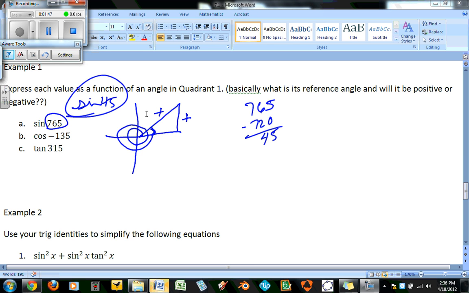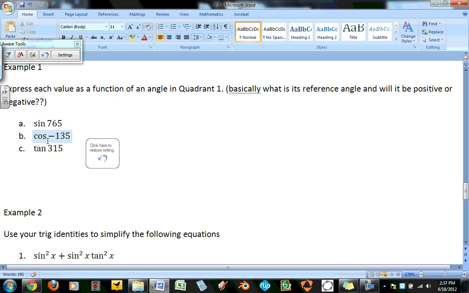If it were negative, say it ended up down here, so here's our new angle down here, then we know that the sine ratio is going to be negative. This is a reference angle of 45, so we'd say negative sine of 45. Anyway, I'm sure that'll come up as we continue to go on.